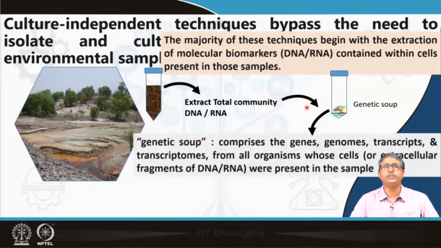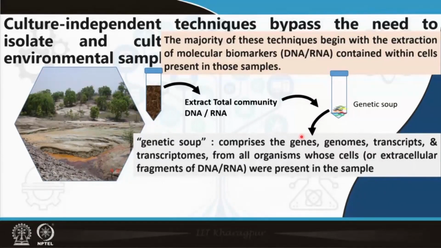The genetic soup is basically comprising all the genes, because these are the short stretches of DNA which are functional, maybe producing proteins, helping in producing proteins, or the ribosomal RNA or tRNA or different types of other RNAs. So, genes, genomes, transcript, that is the RNA, and transcriptome, that is the total pool of RNA from all the organisms whose cells were present in the sample.